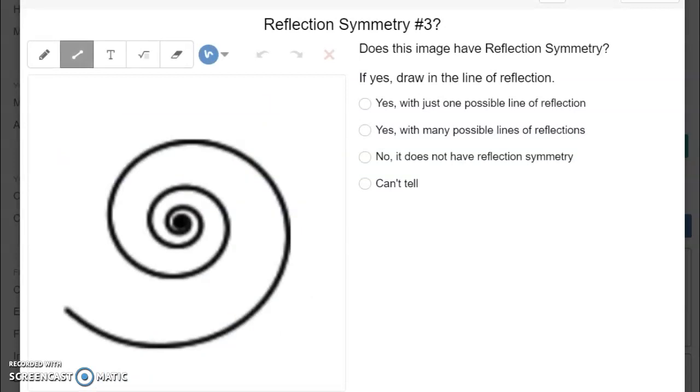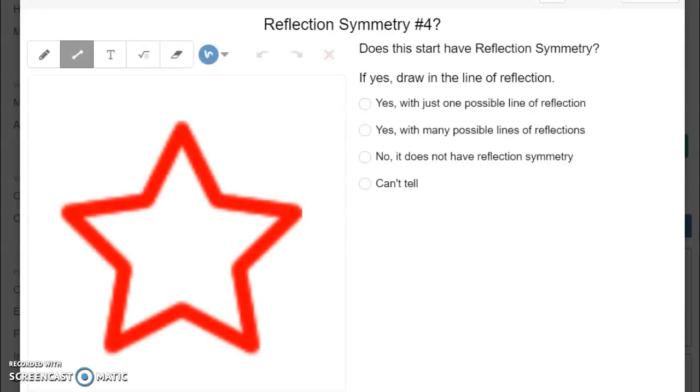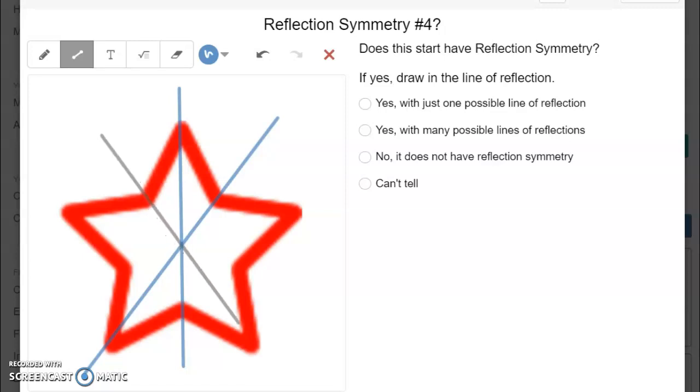What about this? Can you fold it in any way so that it will match up? No, so we say that it does not have reflection symmetry. What about this? Can you fold this in half? Yeah, I can fold it from top down like so. Is there any other way? I can fold it this way. When I do that, one side to the other side looks exactly the same. Okay, and I can do it multiple ways, many different lines like so.